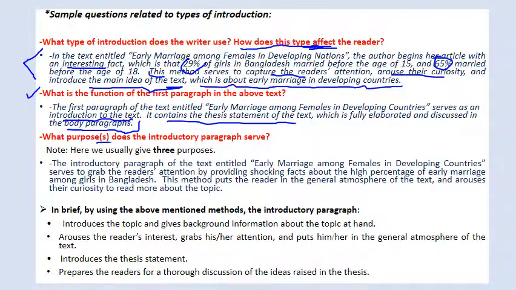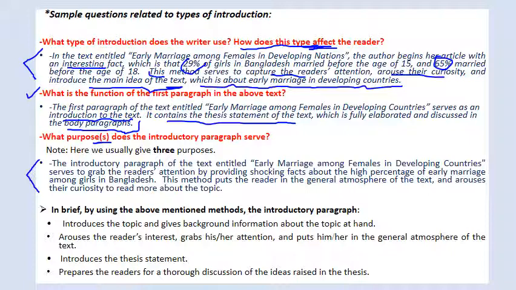Now here is a different way I might ask the question: what purposes does the introductory paragraph serve? I give you a certain text and I tell you to read it and tell me what are its purposes. You give me the 3 purposes. I didn't ask for the kind or type. You would say the introductory paragraph of the text entitled serves to grab the reader's attention by providing shocking facts about the high percentage of early marriage among girls in Bangladesh.